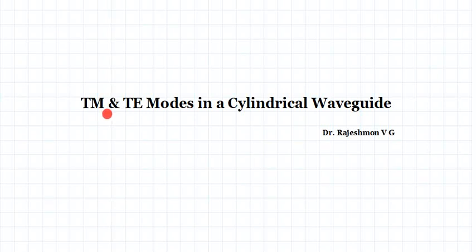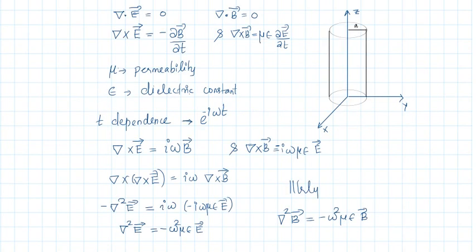In this session, I will explain the TM and TE modes in a cylindrical waveguide. TM stands for transverse magnetic, TE stands for transverse electric. So, what is a cylindrical waveguide?